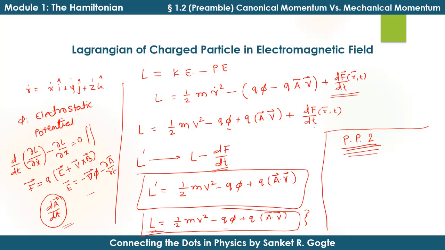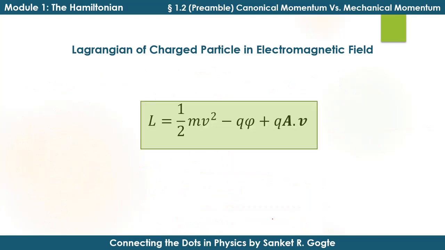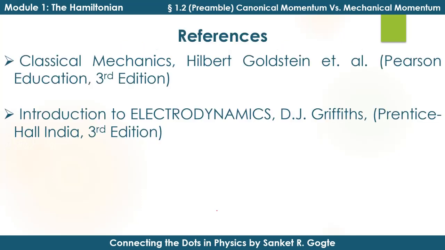What I want you to do is use this Lagrangian that we have derived, plug that into Lagrange's equation of motion, and see if you can get the force accurately in terms of phi and A and q, of course. This is the end of this video. We have successfully derived the relation for the Lagrangian of a charged particle in an electromagnetic field. This is the equation. I suggest that you derive both the points to ponder. These are the references that I have used: Classical Mechanics by Goldstein and Griffiths' book on electrodynamics. This is the end of this video.